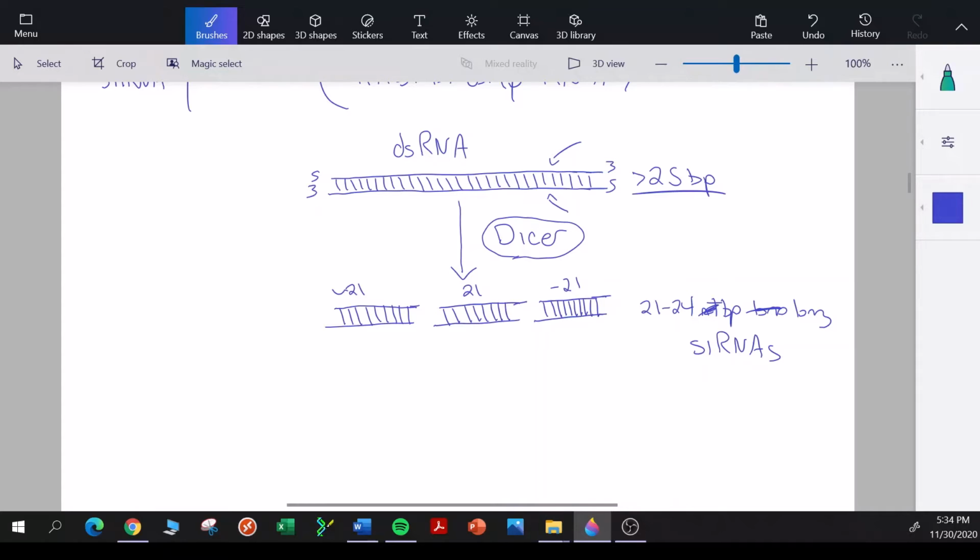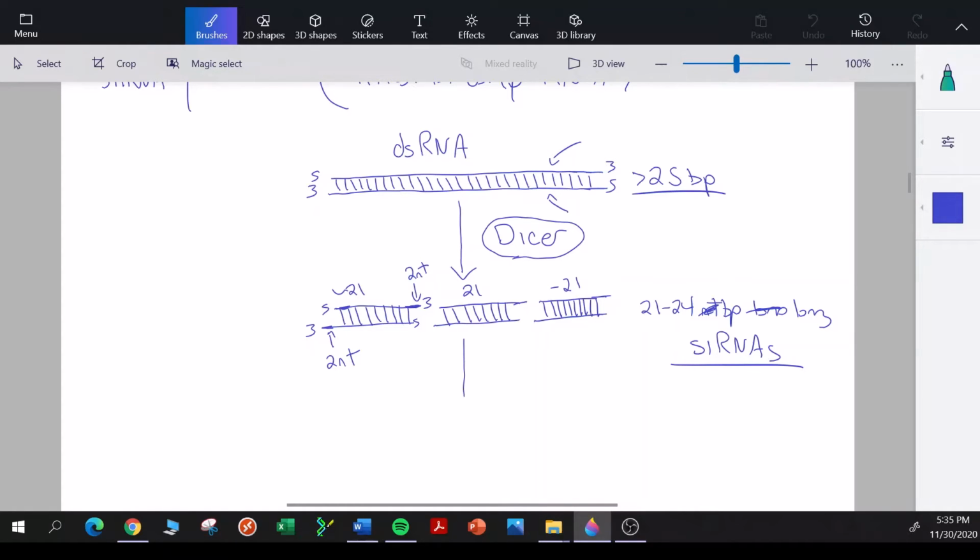Now, dicer processes double-stranded RNAs in such a way that most of the molecule is double-stranded, but we have these two nucleotide overhangs at the 3' ends. So that would be a 3' end here, 3' end there, 5' end there, 5' end there. Okay, now each of these is a short interfering RNA, or siRNA. Sometimes people just call them siRNAs.